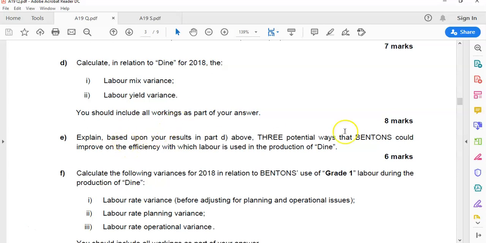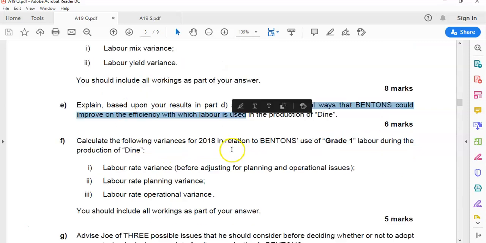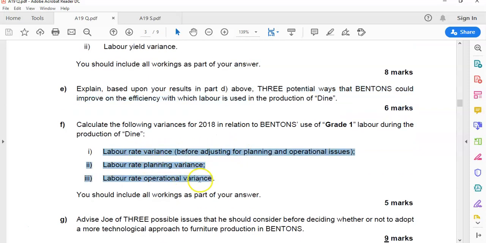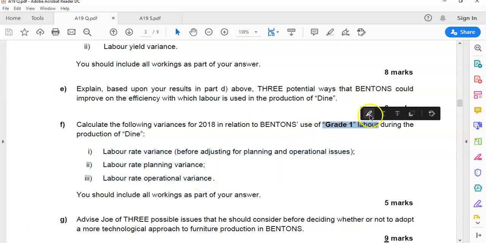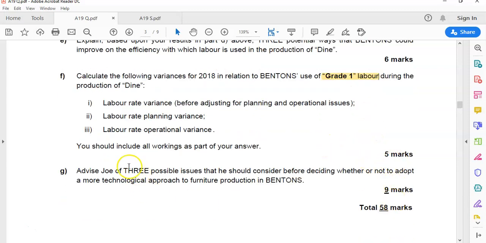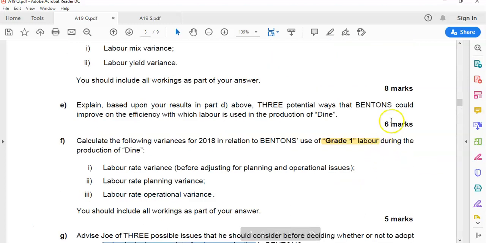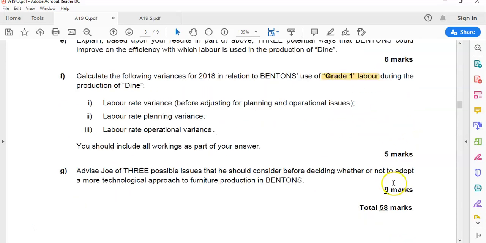Then they ask you 6 marks, which is nearly as much as the calculations: explain, based on your results here, 3 potential ways they could improve the efficiency of the labour use. Then you're asked to calculate planning and operating variances only for one type of labour. So read the question carefully. 5 marks, and then another 9 marks with 3 possible issues before they should adopt a more technological approach to furniture production.